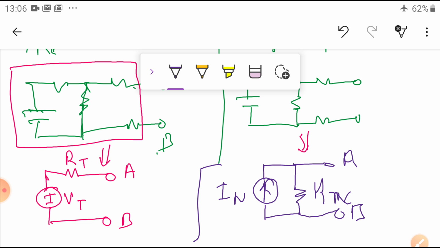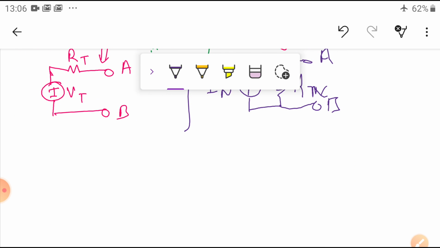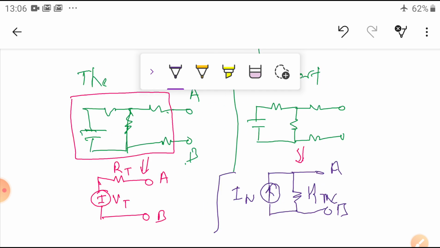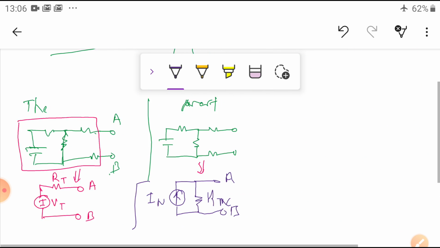So how are we going to calculate R Thevenin? Once again I am going to tell you. Whatever the circuit is given, you can see here, you are going to calculate it. For example here, once again I am explaining what happens.